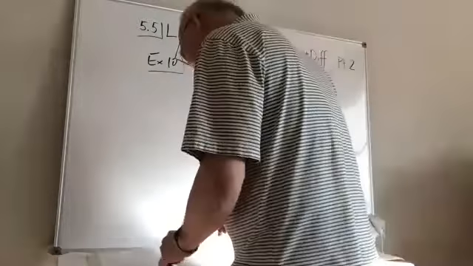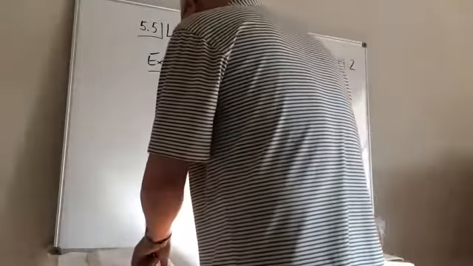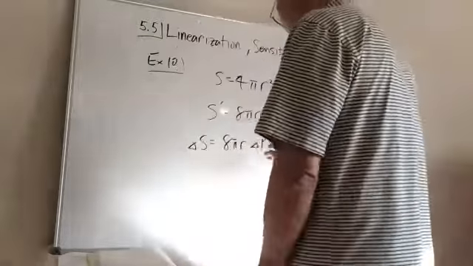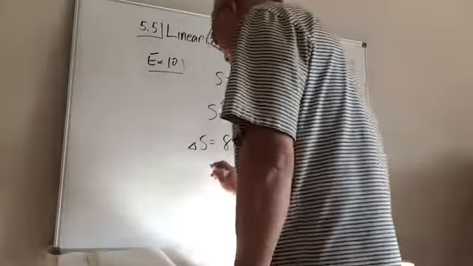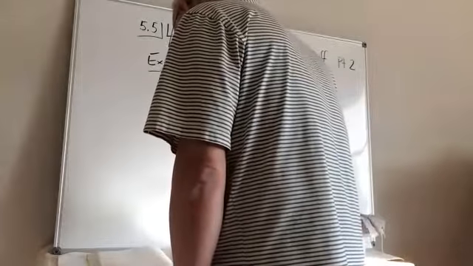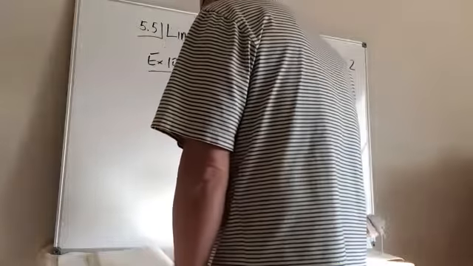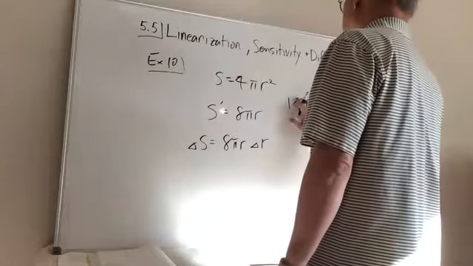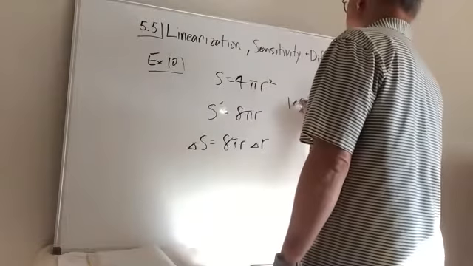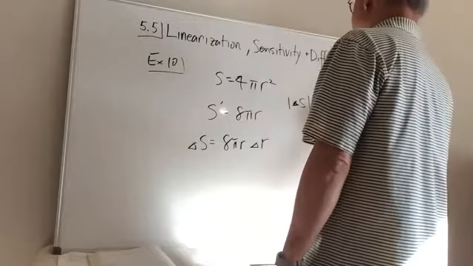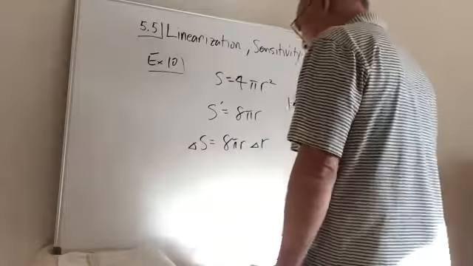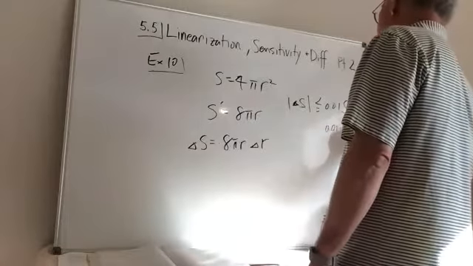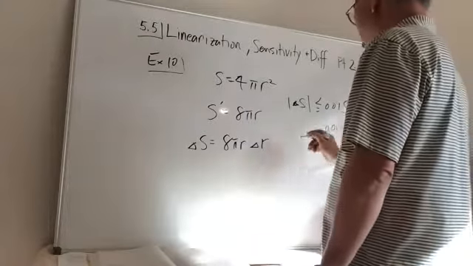And I want this to be less than 1%. So delta S, I want delta S to be less than 0.01 of S, of the true S. The true S will be 4 pi r squared, so I get 0.01 times 4 pi r squared. And that's what I'm trying to do.